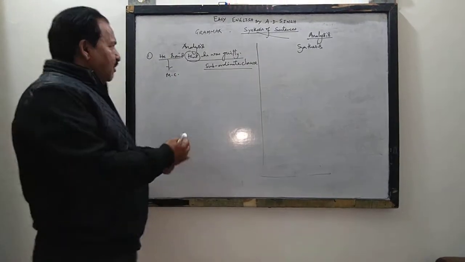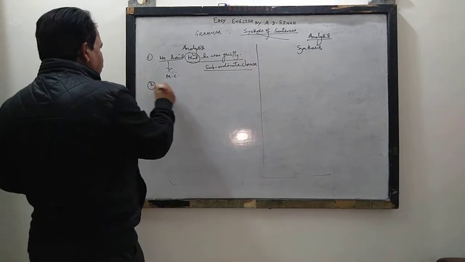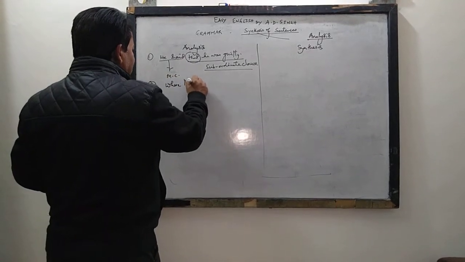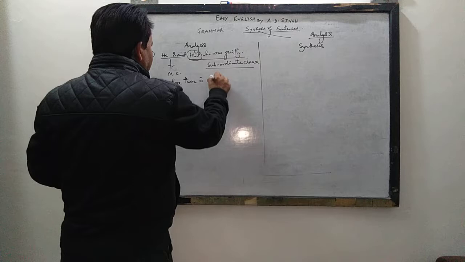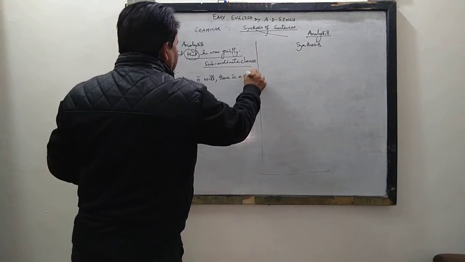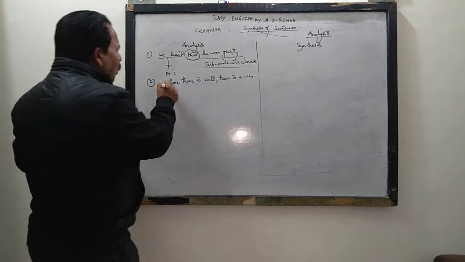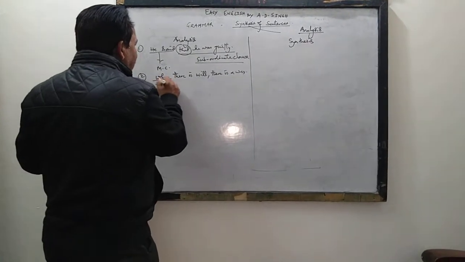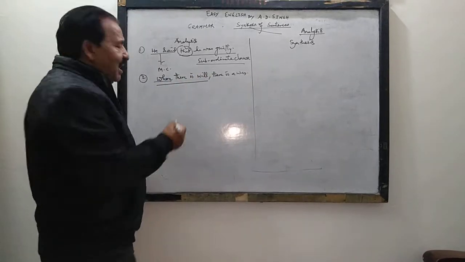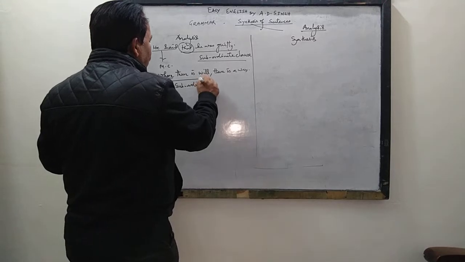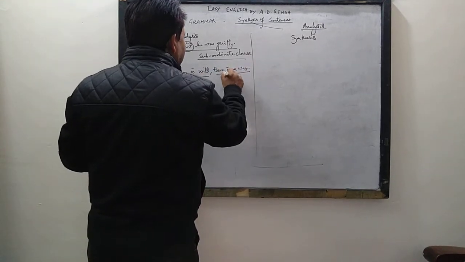Now some more examples we'll take. Look at that: Where there is a will, there is a way. Now obviously, 'where' is a conjunction. Therefore, the part of the sentence 'where there is a will' is a subordinating clause. Am I right? Yes, sir. And 'there is a way' is the main clause.